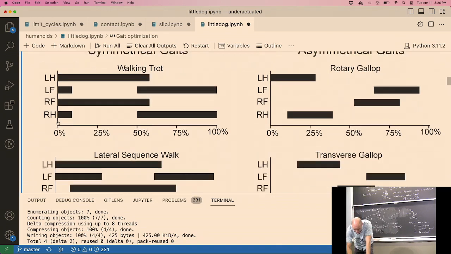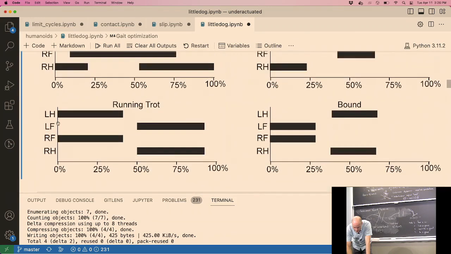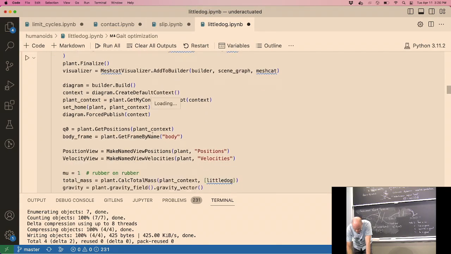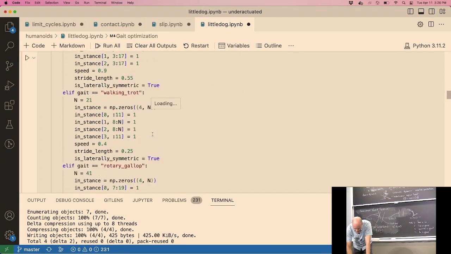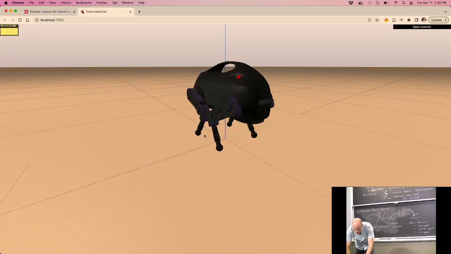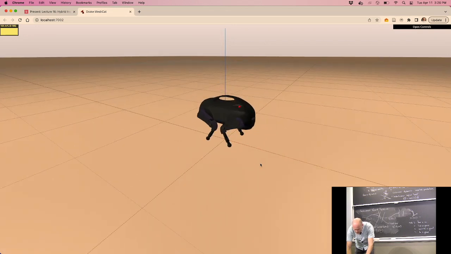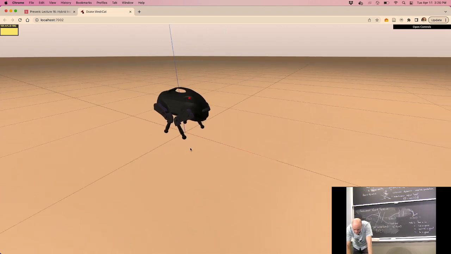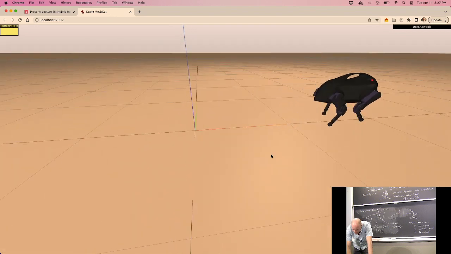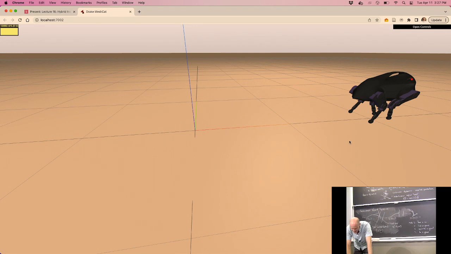There are some funny gaits you can get animals to do, but I picked those. And then I wrote a little gait optimization. It's a big gait optimization, I guess. It has all the different options, which say which feet have to be in contact when. You put it together, and I just ran the walking one. Let's see what it does. There you go. It's a little sashay there.